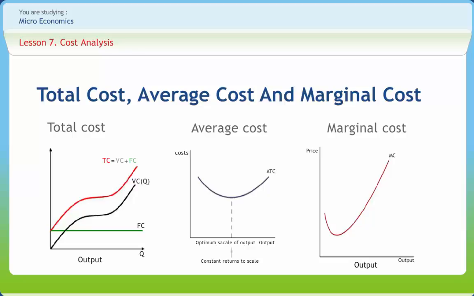AC equals TC divided by Q. Average cost equals average fixed cost plus average variable cost.